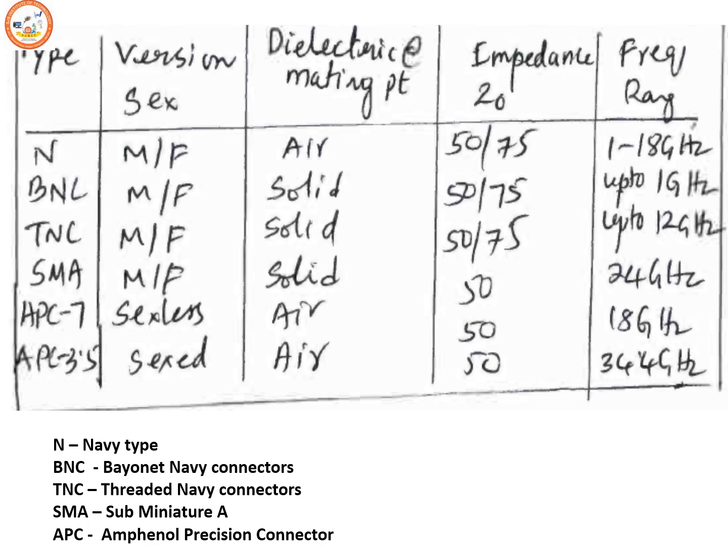Similarly, N type indicates Navy type, BNC indicates bayonet Navy connectors, TNC threaded Navy connectors, SMA sub-miniaturized version A connectors, and APC Amphenol precision connectors. These are the connectors we make use of in the RF frequency range, that is in the microwave range, specified with their dielectric material used along with the impedance and their frequency range. The N-type connector with air as a dielectric medium is available with 50 ohm impedance and 75 ohm impedance, and can be used in the 1 to 18 gigahertz range. Similarly for the other types of connectors.